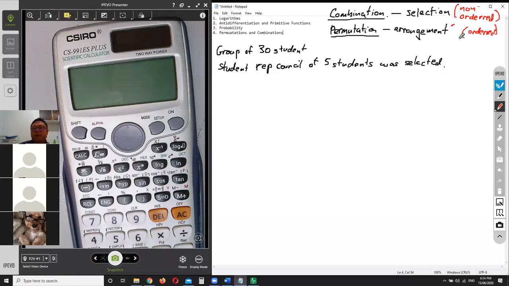It's not like one person is the captain, the other person's the vice captain, the next person is the deputy, the treasurer. It's not like everyone's got a unique position. It's just a representative council, 5 people on the committee. Got it? How would we do that? So what was the question again? How many ways can you choose 5 students to represent a class of 30?